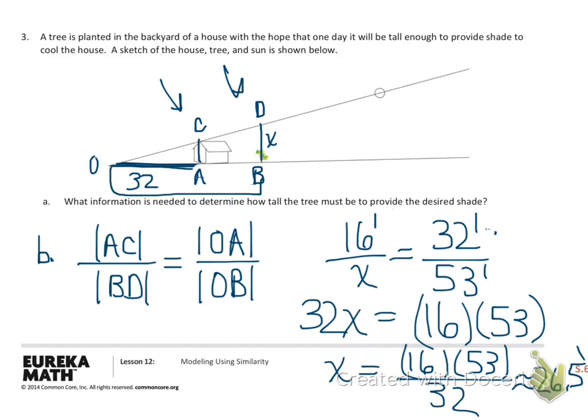for the tree. Okay, so if that's where we want to plant a tree, then we would want to pick a tree that would grow about 26 feet tall. Would be expected to do that. Okay, let's look at part C now, and then we'll be done.